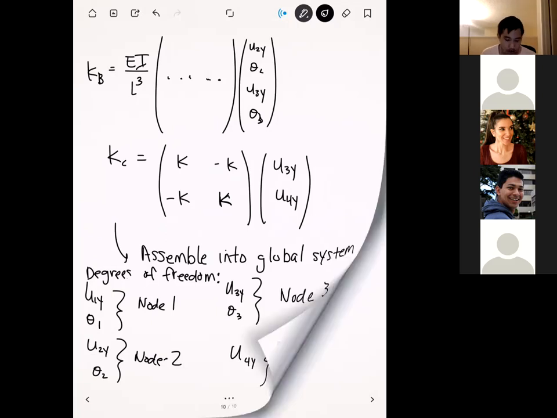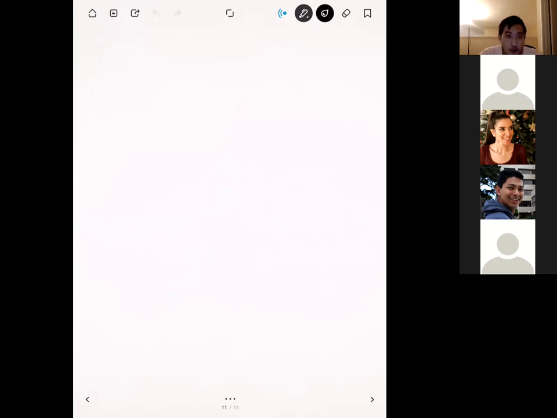Okay. All right, so let's start putting together our global system. So our global system here is going to be 7 by 7. Okay. And just like before, I'm just going to box the entries. Okay. All right, so let me label all of the columns here. So starting from the top here, we're going to have U1y, then theta 1, then U2y, theta 2, U3y, theta 3, and finally U4y.